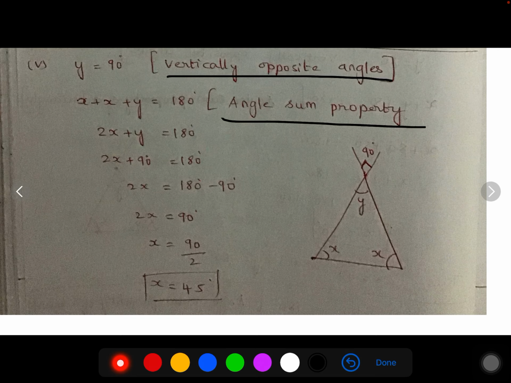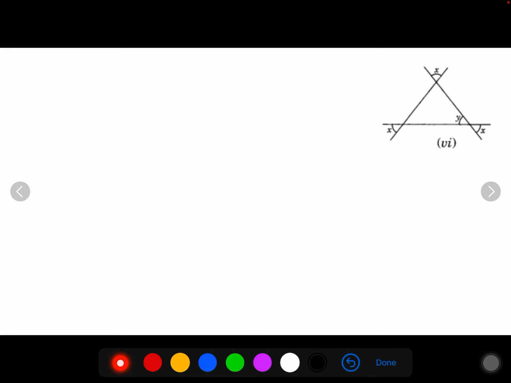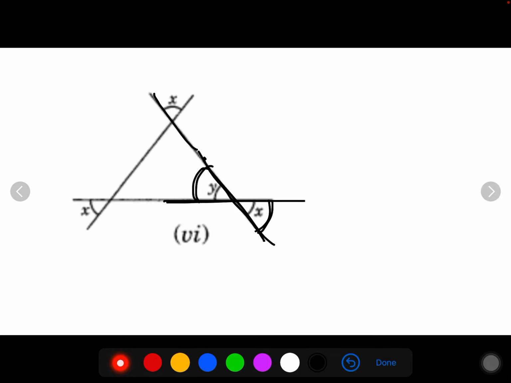So the last question is the 6th subdivision. Again, by seeing it itself, we can say that they are vertically opposite angles, right? Because two straight lines intersect, they are vertically opposite angles. So first we will apply that. Again every angle here is vertically opposite only. So we will take this as angle 1 and this as angle 2. And this is already given as y.